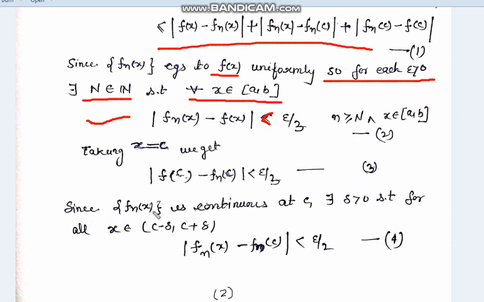And because the sequence of functions f_n(x) is continuous throughout the domain, the closed interval [a, b], f_n(x) is also continuous at the point x equal to c. By the definition of continuity, for each given epsilon there exists a delta greater than 0, such that whenever x belongs to (c - delta, c + delta), |f_n(x) - f_n(c)| will be less than or equal to epsilon by 3. So this is our equation number 4.